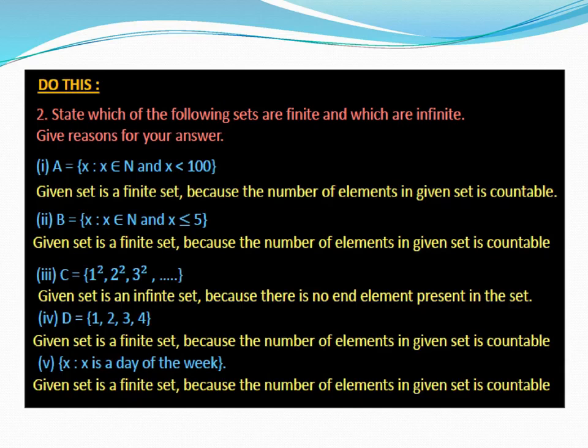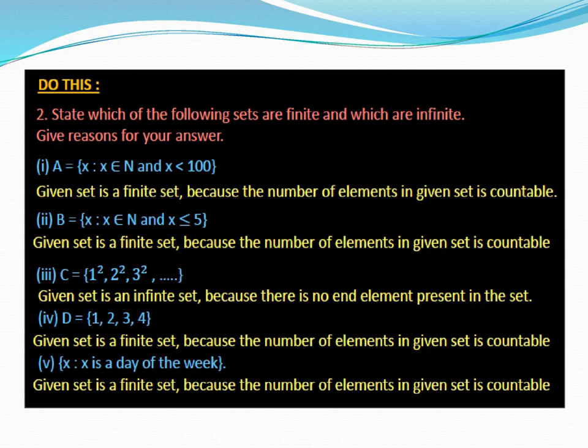State which of the following sets are finite and which are infinite. Finite means we can count the elements of the given set. If it is not countable, then it is called infinite. First one, A equals x is an element of A such that x belongs to N and x is less than 100. Is it countable or not? Yes, it is countable. Then the given set is a finite set because the number of elements in the given set is countable.